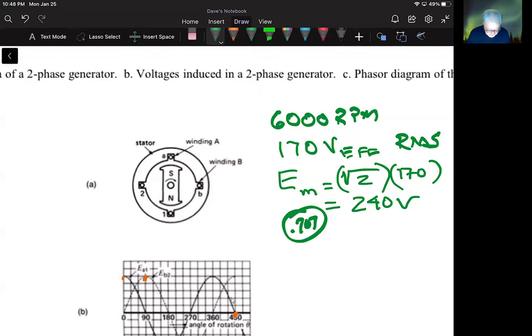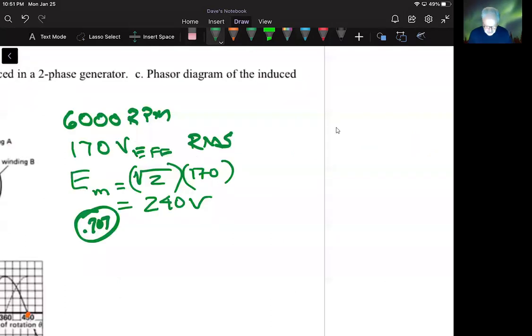Well, the output frequency, it says 1 cycle is completed every time the magnet makes 1 turn. The cycle is completed every time the magnet makes 1 turn. So if the rotation is 6,000 RPMs, that's revolutions per minute, right? How many revolutions would it make in 1 second? So you think about that for just a second.